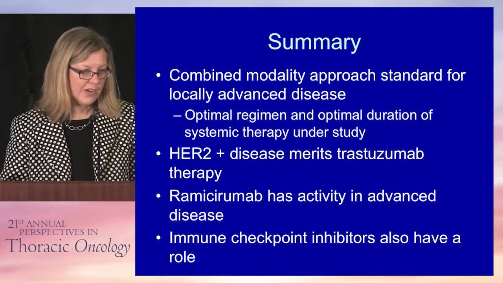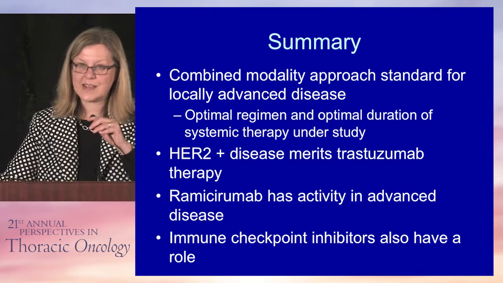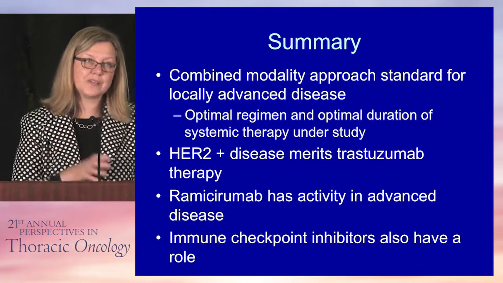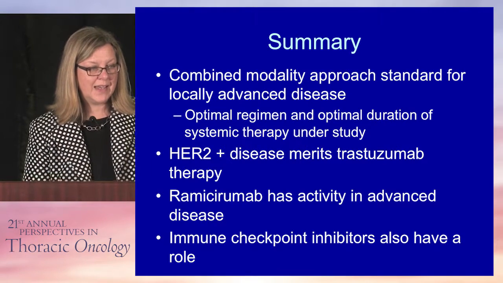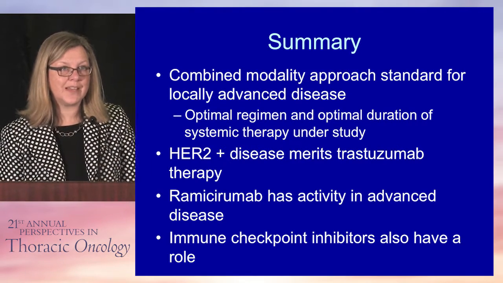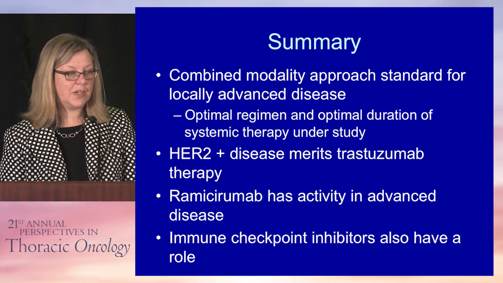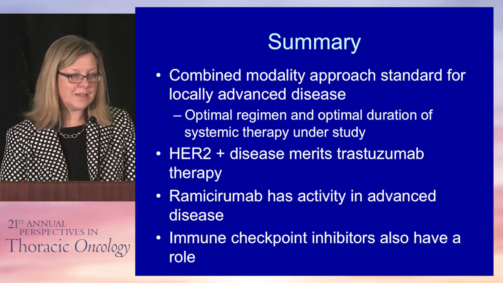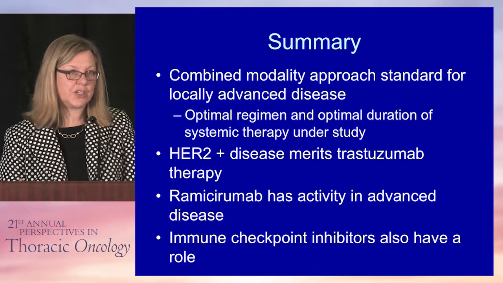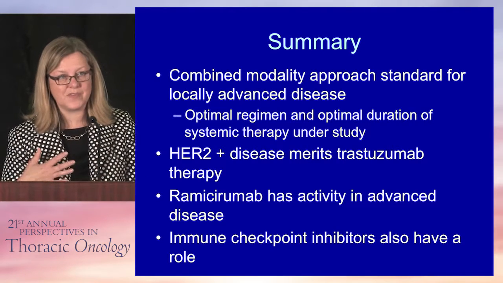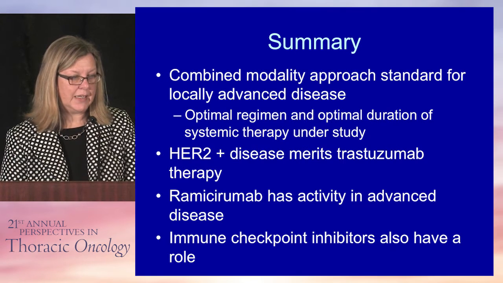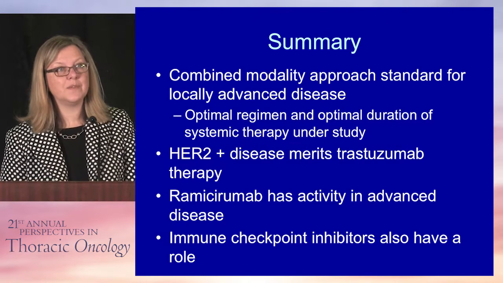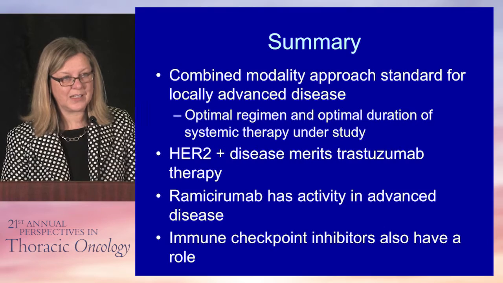So in summary, what I wanted to say was that combined modality therapy, whether it's chemoradiation-based or chemotherapy-based, is the optimal approach for locally advanced disease, anything greater than T1N0. For HER2-positive disease, if it's GE junction, we incorporate trastuzumab. If it's higher up, we should be seeing trial data about that very shortly. Ramucirumab has activity. Immune checkpoint inhibitors have activity.